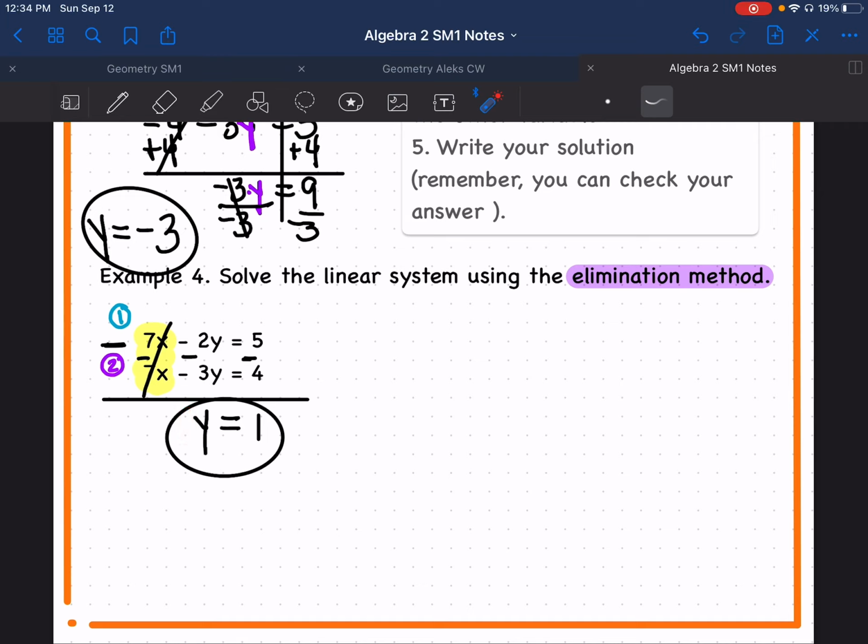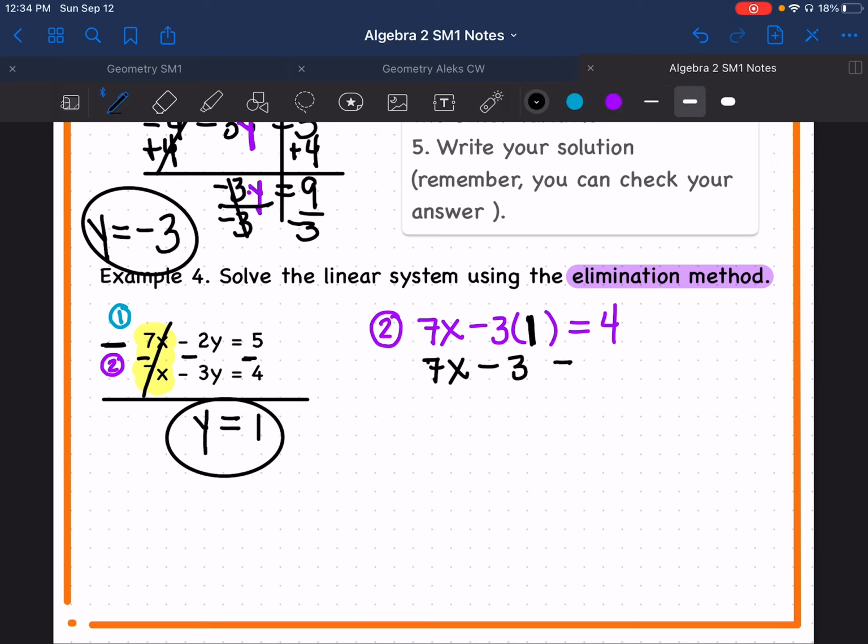Now we're ready and we can go back and substitute it in. It doesn't matter which one. I'll go ahead and plug it into equation number 2 this time, just so that you guys can see that it does not matter which one I plug it into. So let's plug it in here. And by it, I mean the one in the y's position. Okay, so let's go ahead and do our multiplication. 3 times 1 is 3.